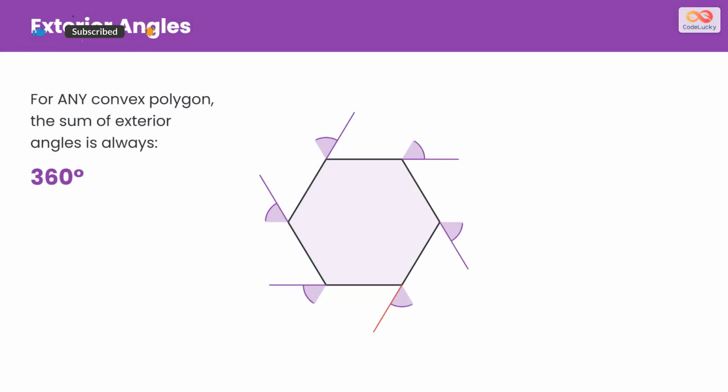Here is an interesting fact. If you extend the sides of any convex polygon, you create exterior angles. No matter how many sides the polygon has, if you add all these exterior angles together, the sum is always 360 degrees.